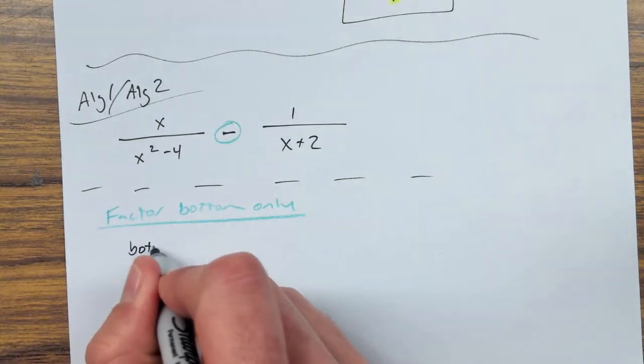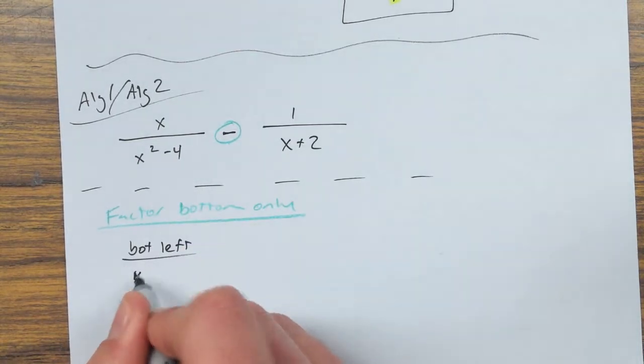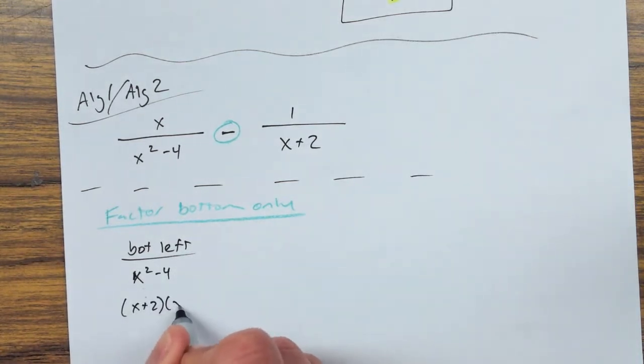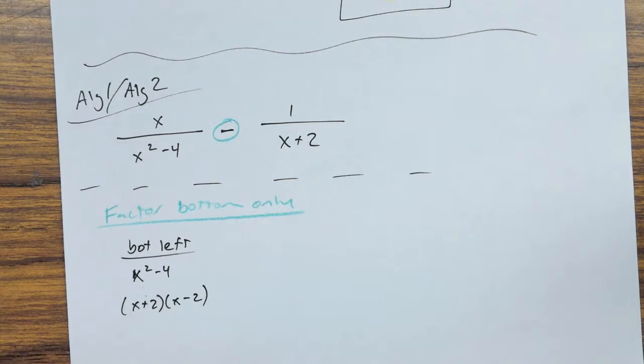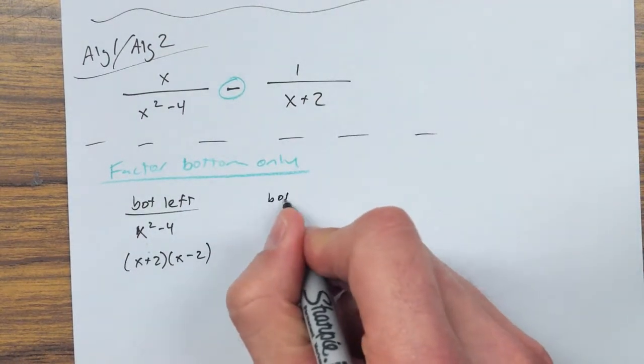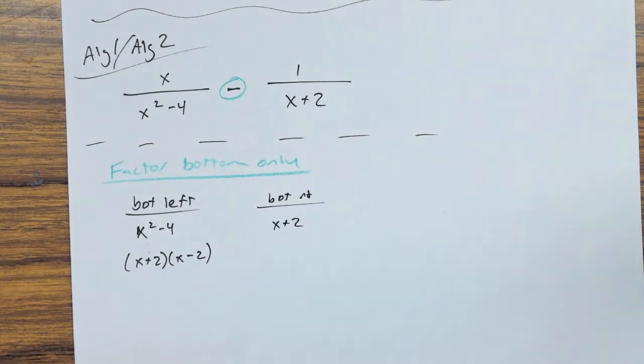So bottom left, x squared minus 4 can be factored. Fortunately, that's a pretty straightforward one. X plus 2, x minus 2. Bottom right, x plus 2 can't be factored. It's already as far as it can be done.